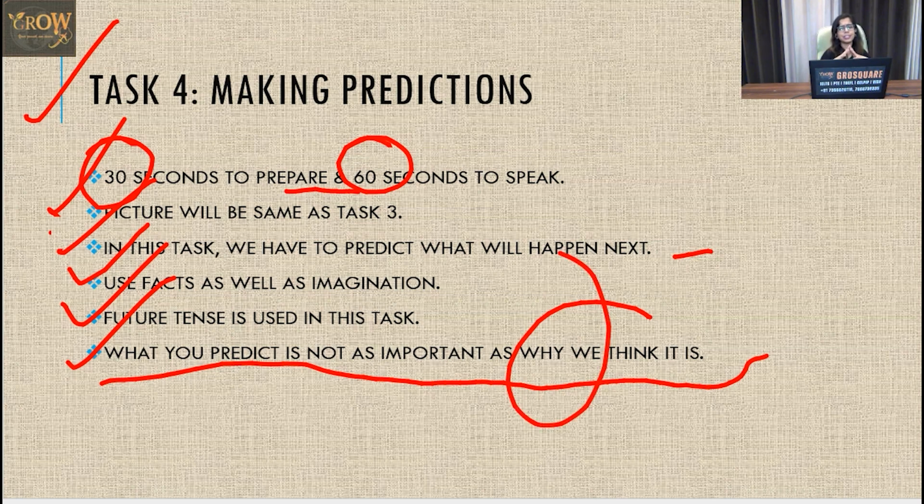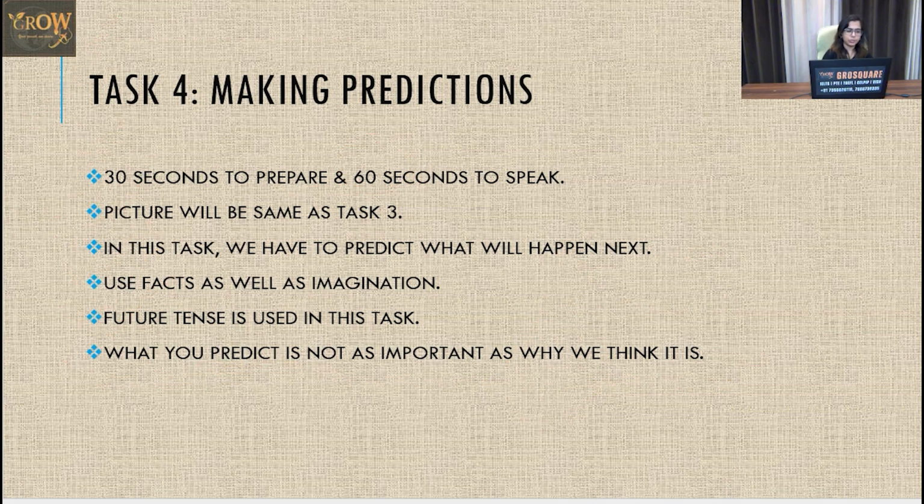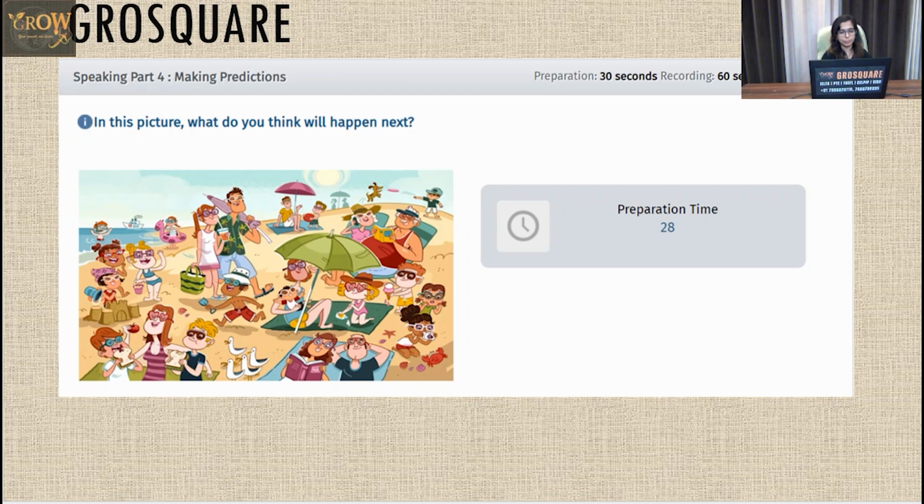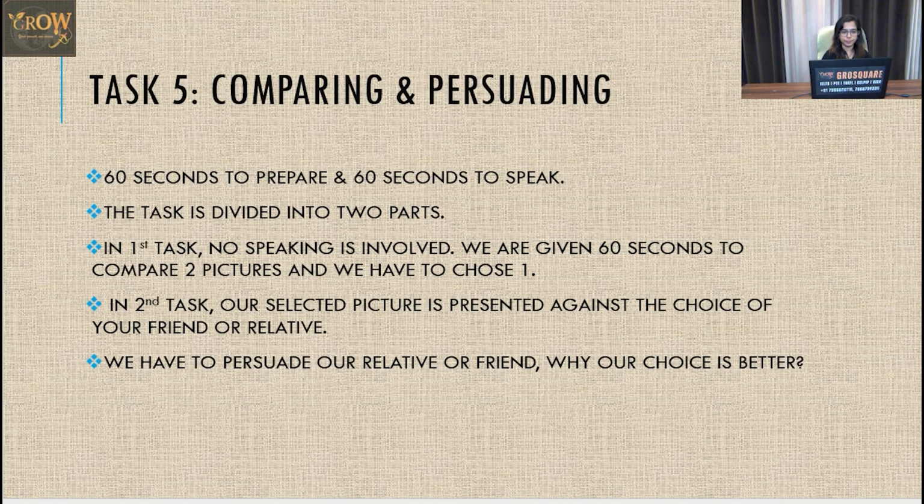Predictions can be anything. If I'm giving the same picture to 10 persons, then 10 students can explain it in different ways. That is completely okay, it doesn't matter. But it's really very important to explain the logical reasons why it is so. Right, so this was all about our predictions task, and this is the same picture that was earlier in the third task.